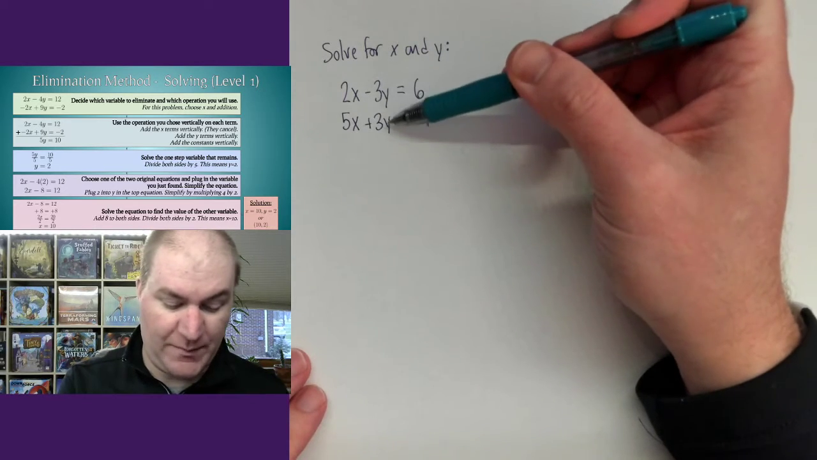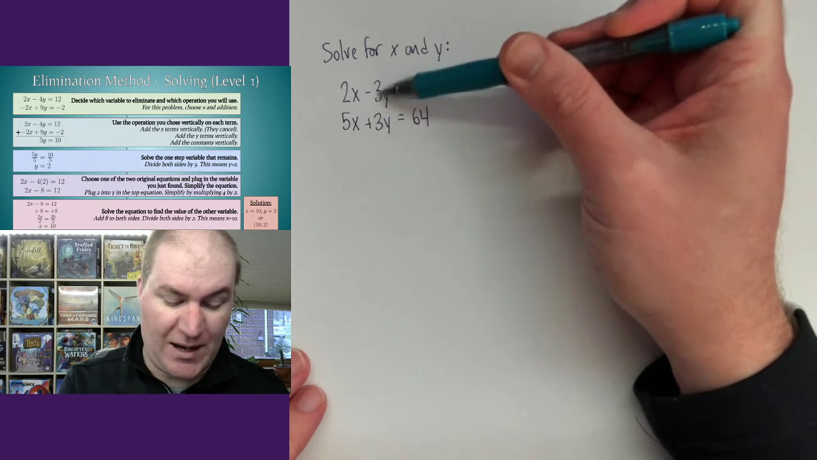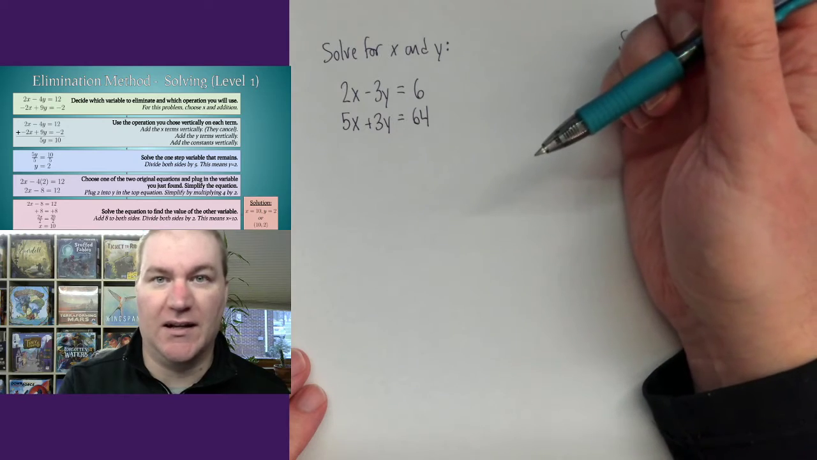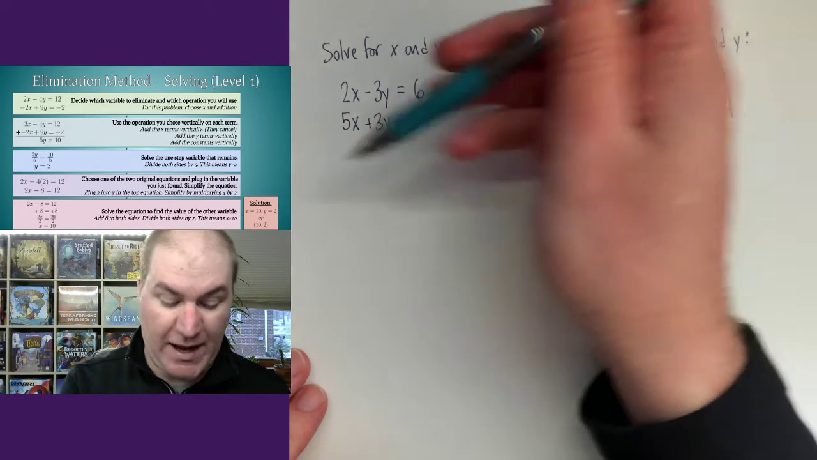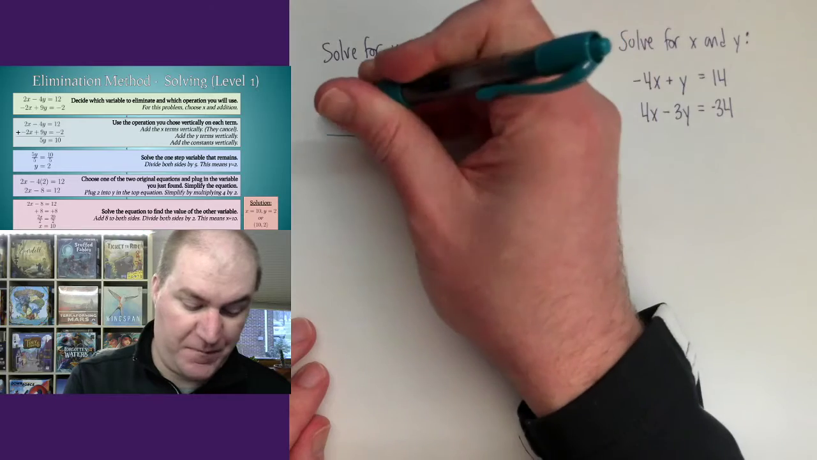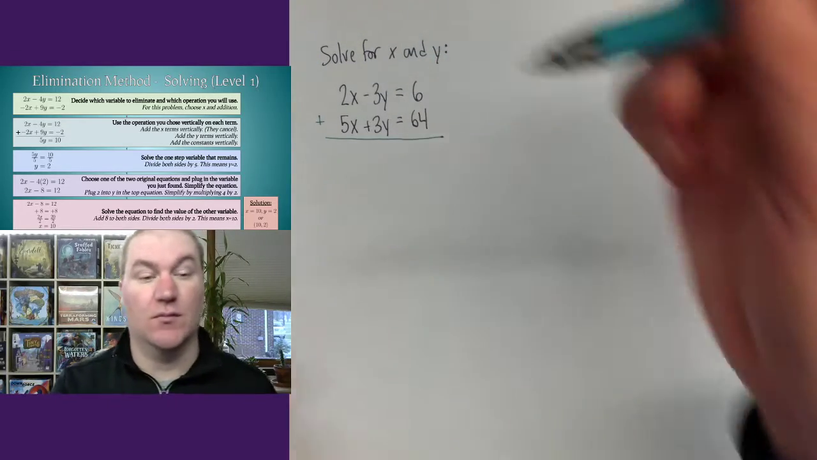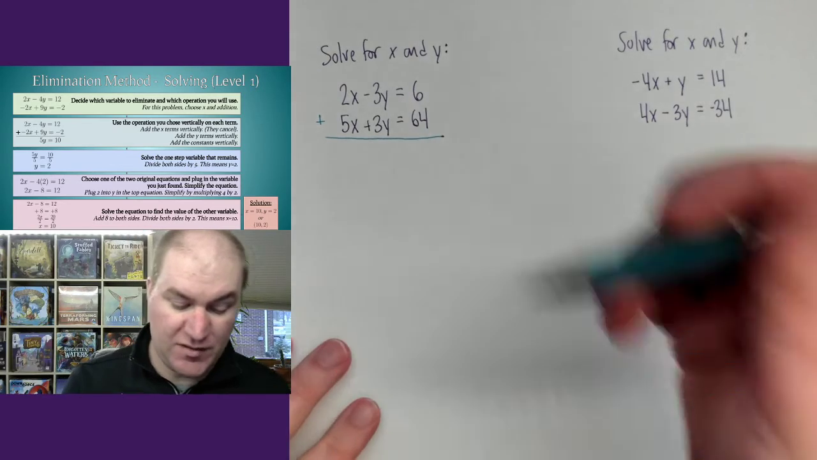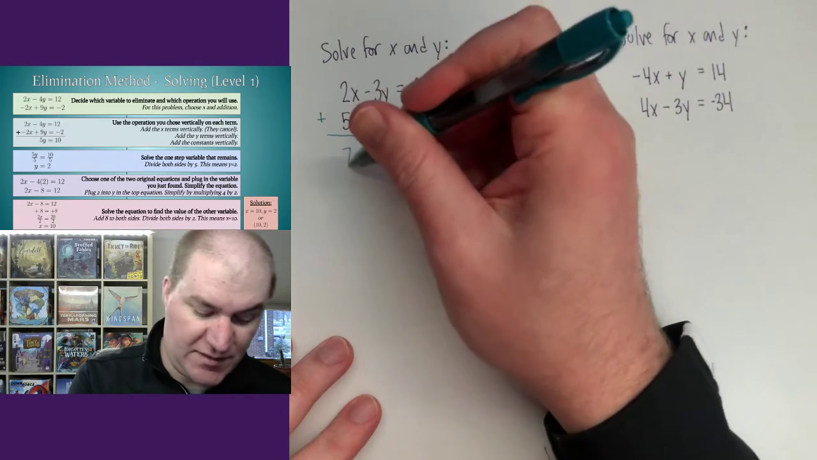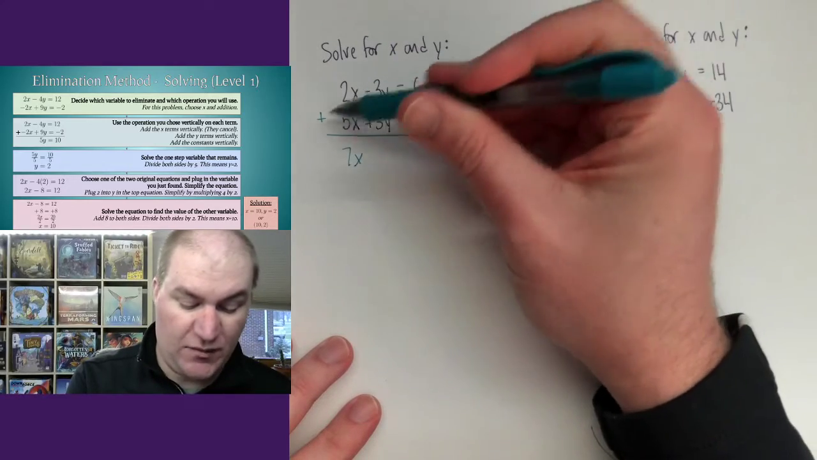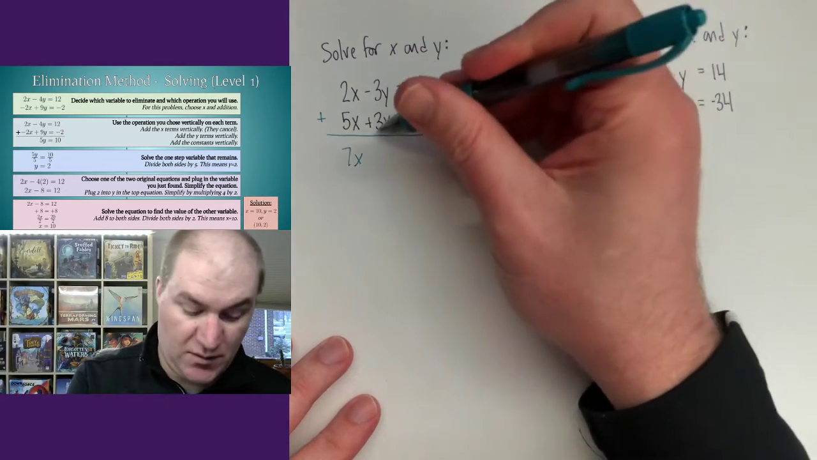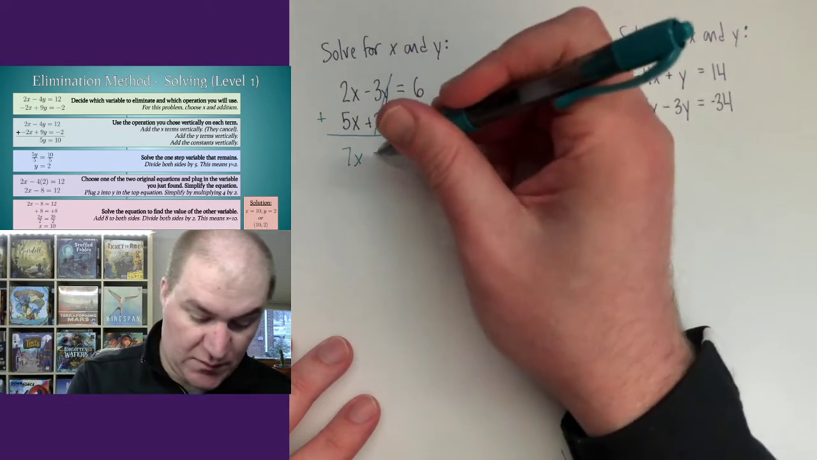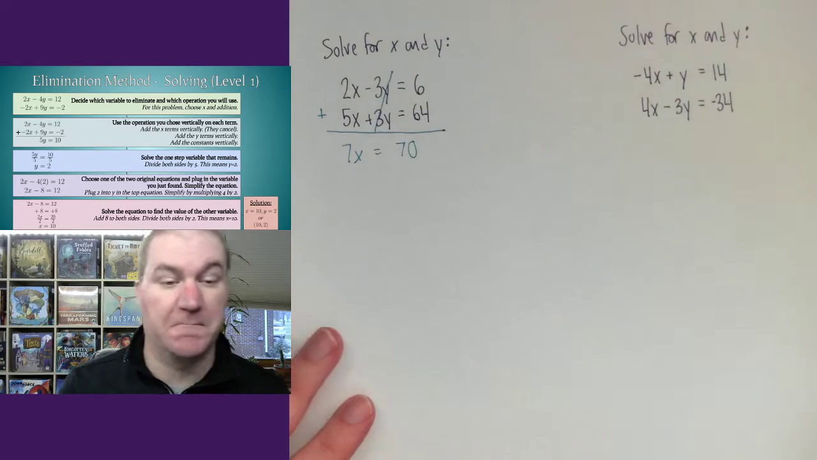So right away in this problem, I noticed that these three y's are opposites. Opposites will go away. They will be eliminated if you add. So if I add everything in this problem, the y's will be eliminated. Well, everything else will combine. So let's do that. 2x plus 5x is 7x. Negative 3y plus 3y, the y's will cancel. And 6 plus 64 is equal to 70.